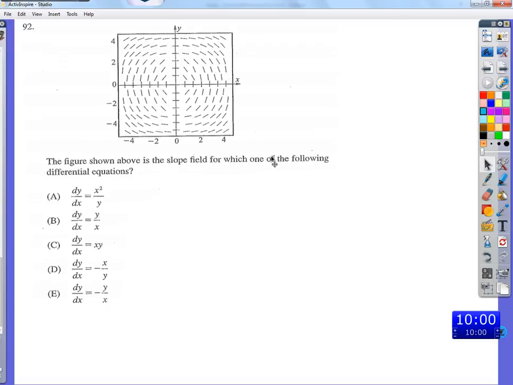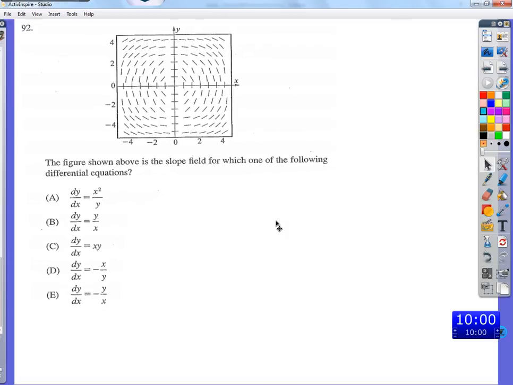Now, like I was starting to say, this is technically a chapter 6 question about differential equations. But we've talked about slope fields before. Slope fields just show you the slope of some function, okay? Well, the slope is the derivative, right? So this is saying that the derivative of some function is given by x squared over y, or y over x, or x times y, or negative x over y, or negative y over x, right? Which of these derivatives is going to give you these slopes at these x comma y's?